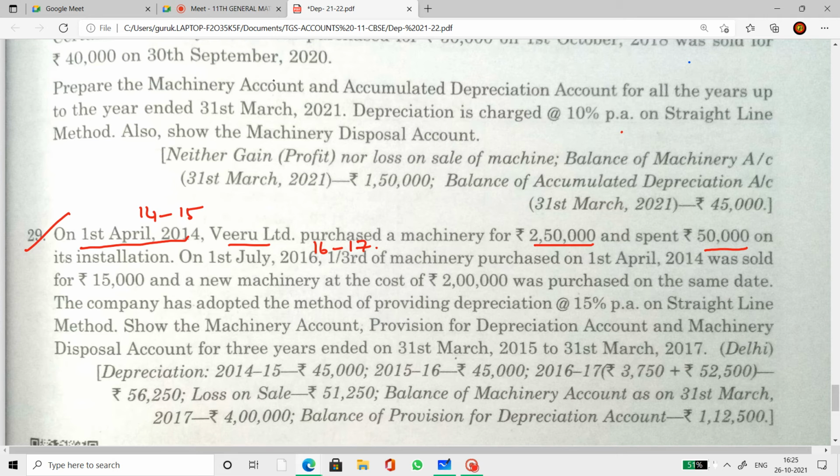When a machinery is sold, it is important to know the profit or loss in the transaction. So it is even better to separate this one-third machinery's working note right in the beginning itself. The total cost of the machine at the time of buying is 3 lakh. One-third is sold in the later part of the year. So you take one-third separately and two-thirds separately.